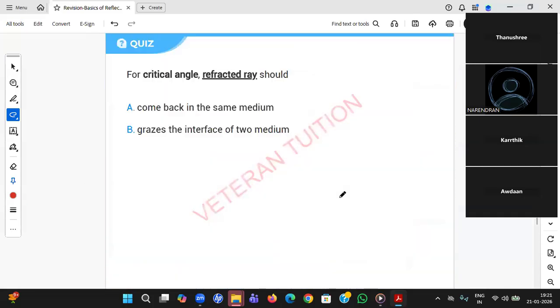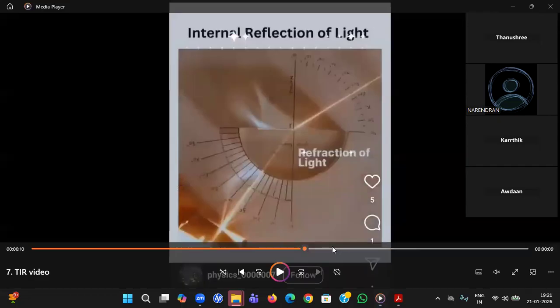Okay, so some questions, students. For critical angle, what should the refracted ray be? Come on, the refracted ray. You see, this is the critical angle. What is happening to the refracted ray? Is it coming back or grazing?